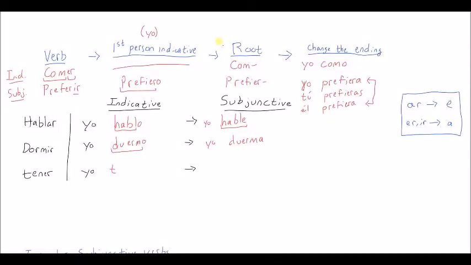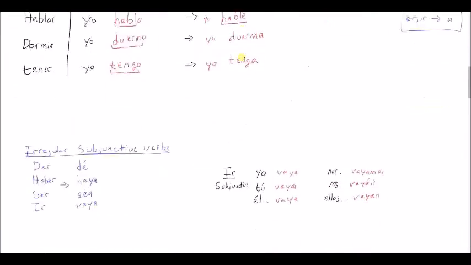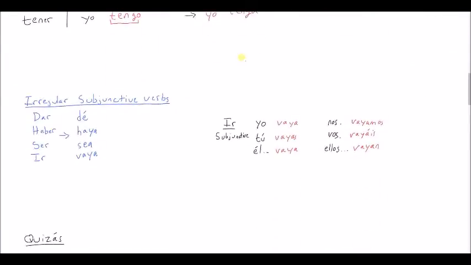Yo, and what's the first person indicative of tener? That's yo tengo. We take the root of that and we get yo tenga, and tú tengas, and so on and so forth. Just as with any other language, there are, however, some irregularities. If we scroll down, there are some verbs that don't follow these rules.